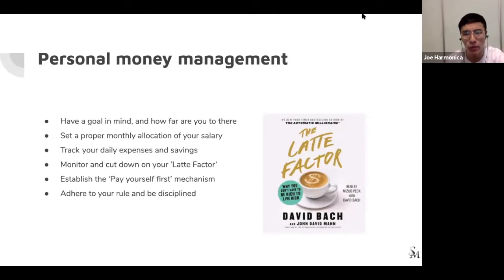And most importantly, which is the second rule at the bottom here, you need to establish a pay yourself first mechanism, which is the takeaway of this book, I think, and you need to be disciplined and adhere to the rule you set for yourself. What do I mean by pay yourself first is to make sure you allocate a certain amount of money for your wealth building portion first, and allocate the other portion for your expenses, your savings, and so on, things like that.